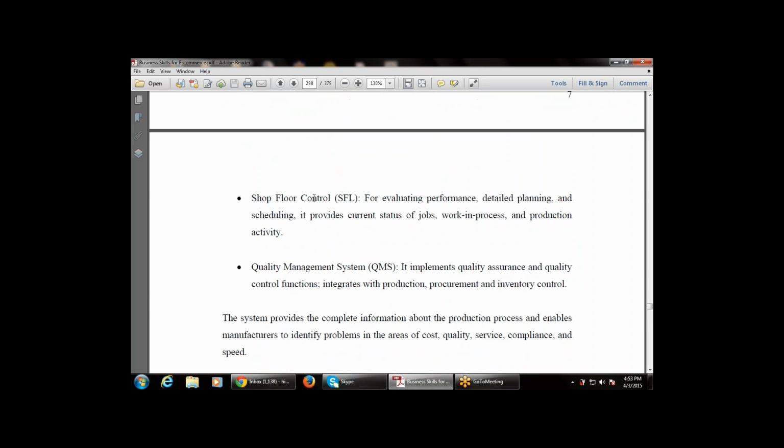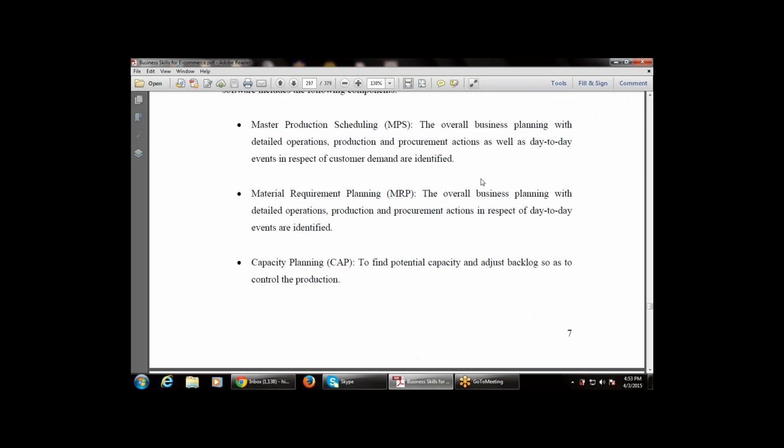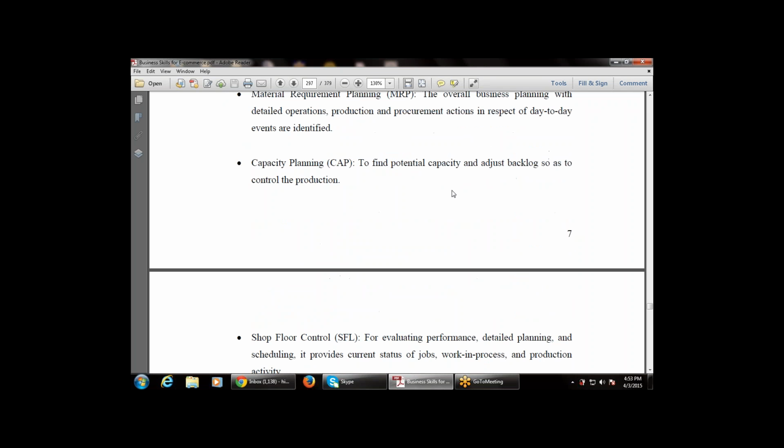Then shop floor control, that is the SFC, is used for evaluating the performance, detailed planning and scheduling, and provides the current status of the job, work in progress and the production activity. Then the quality management system improves the quality assurance. These are the terms used in the production execution system, that is a software used to manage the product efficiently and effectively.